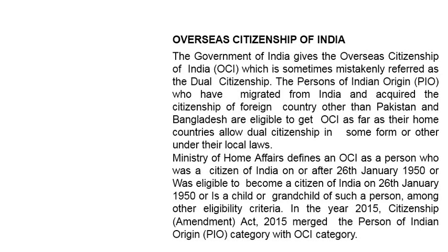The Ministry of Home Affairs defines an OCI as a person who was a citizen of India on or after 26 January 1950, or was eligible to become a citizen of India on 26 January 1950, or is a child or a grandchild of such a person, among other eligible criteria. In 2015, the Citizenship Amendment Act 2015 merged the Person of Indian Origin category into the OCI.